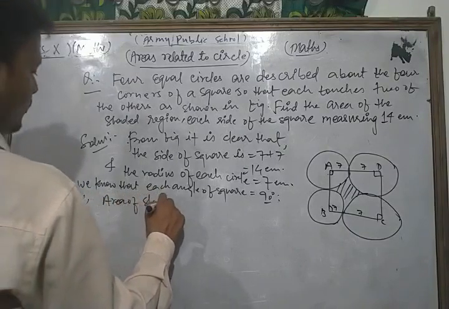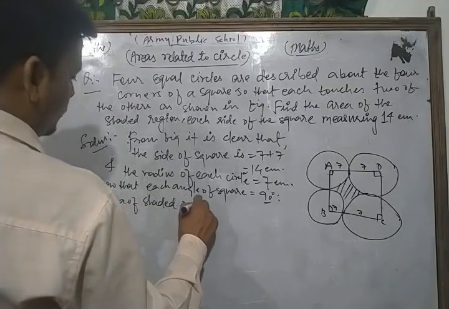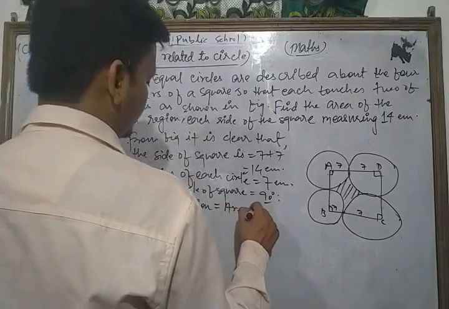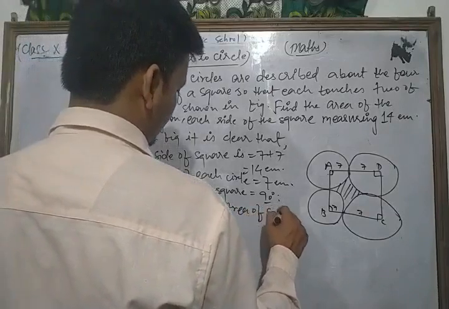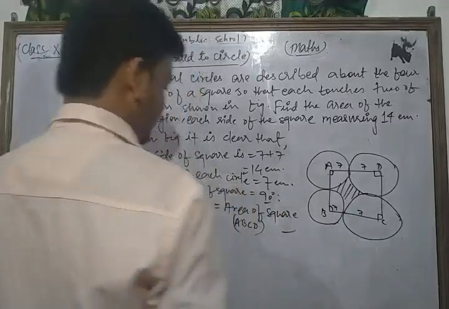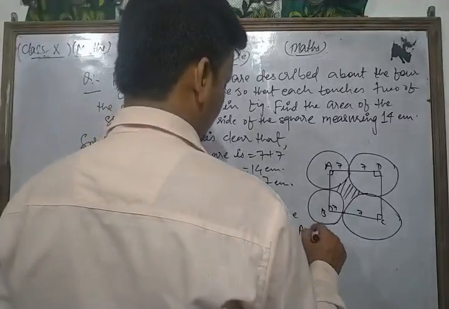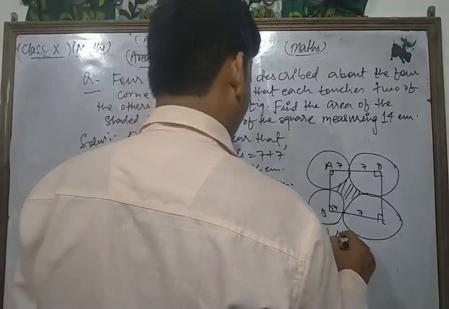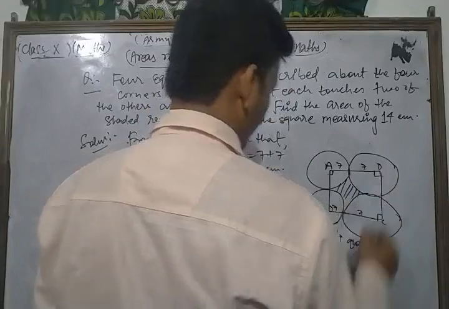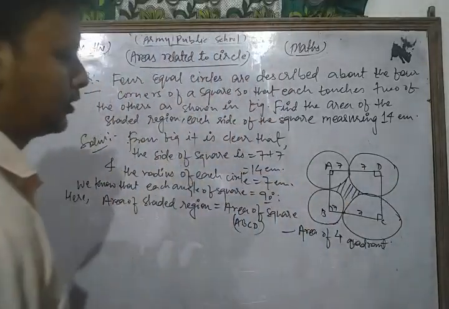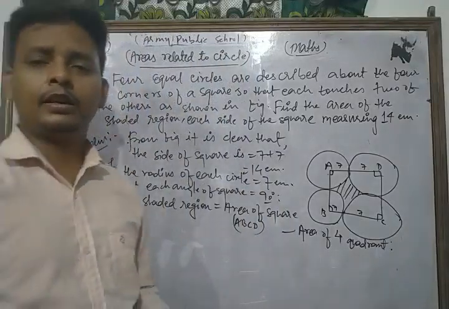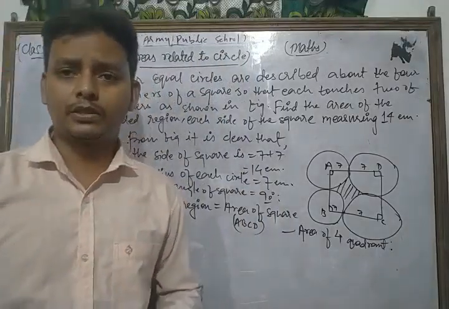Area of the shaded region is equal to what? Area of square ABCD minus area of 4 quadrants. And what is a quadrant? That topic was discussed in previous classes.